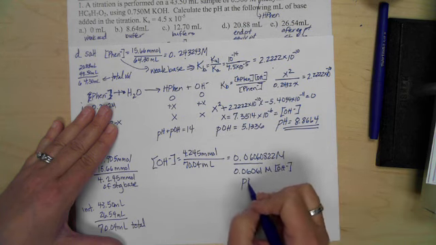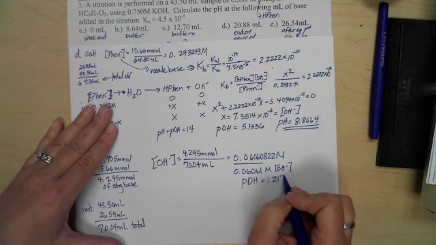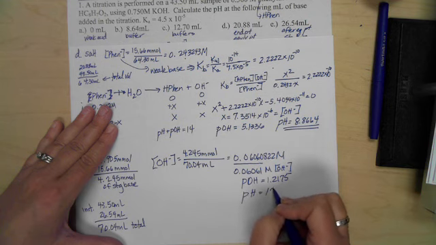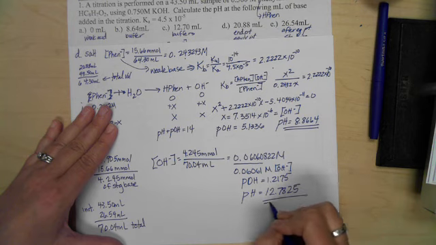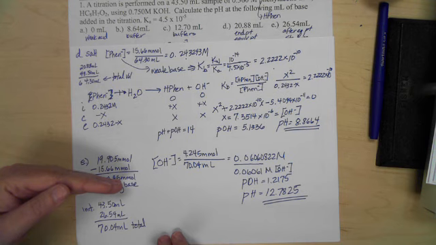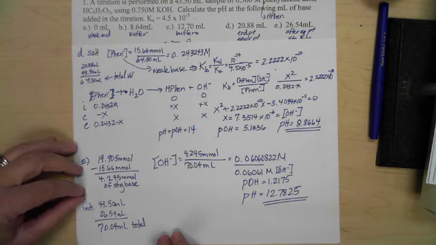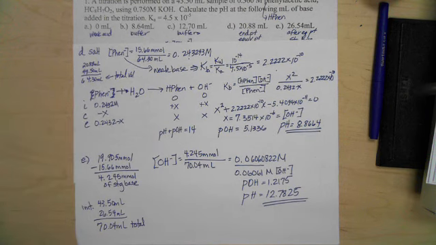Well, take the negative log of that. So we find that the pOH is equal to 1.2175. That means the pH is equal to 12.7825. So each time we have added the base, the pH should rise because it's becoming more basic. We've neutralized the acid. This is how you do a titration where all the values are given.